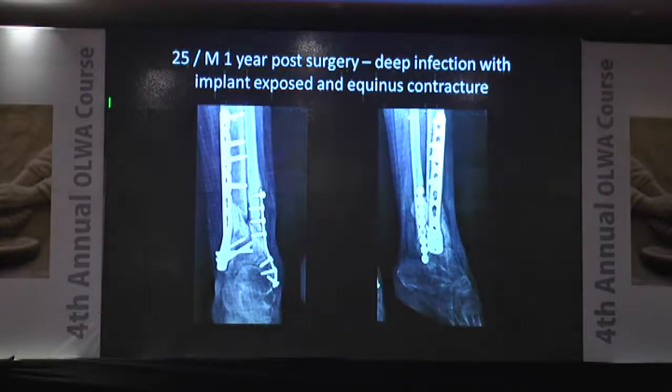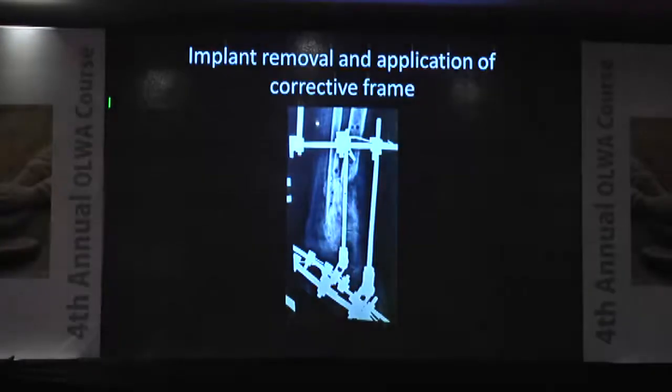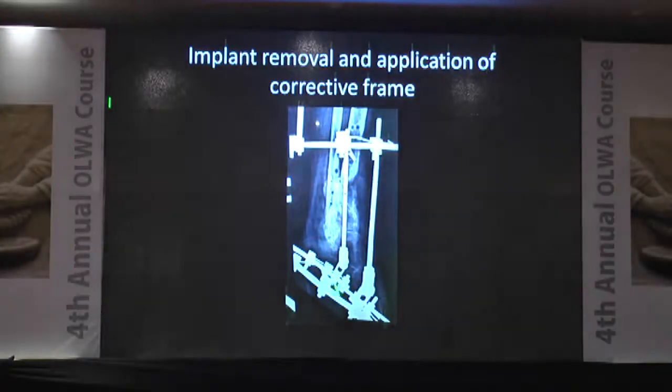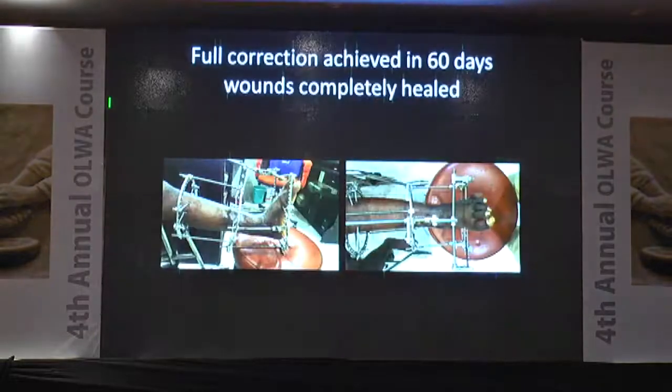This is an interesting case. This is a 25 male, 1 year post-surgery. There's deep infection. The implants are exposed, and there is equinus contracture. Luckily, the bone is well healed. This is how the foot looks. So we went in, we removed the implants, put in this foot frame, and gradually corrected this. This is the compression hinge, this is the distraction hinge. And in 6 weeks, we could correct this foot and make this plantigrade.